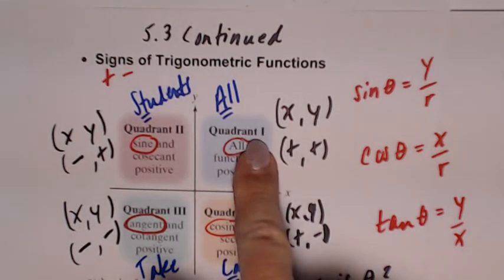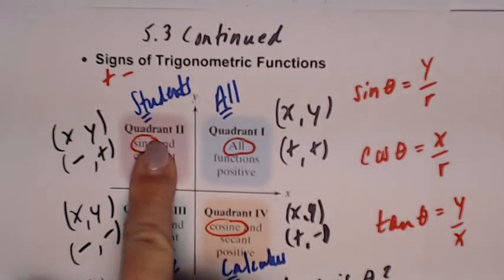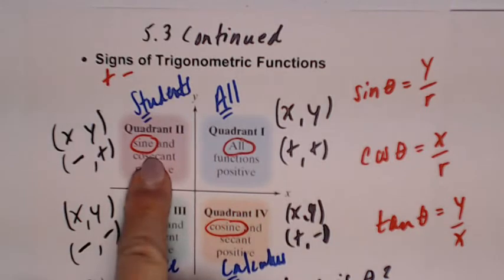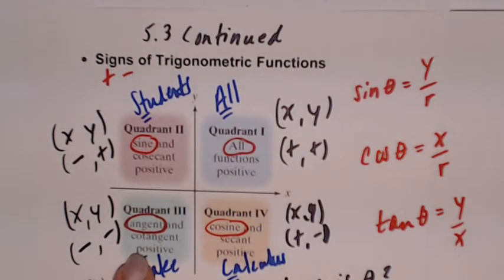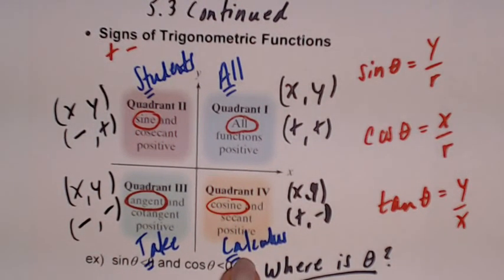So a way to remember, in Q1, all your trig functions, everybody's going to be positive here. In Q2, it's sine and its partner cosecant positive, everybody else is negative. In Q3, it's take for tangent and its partner cotan positive, everybody else negative. And then in Q4, C for calculus, cosine and its partner secant are positive, everybody else negative.